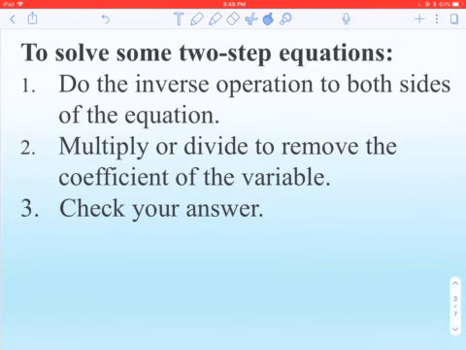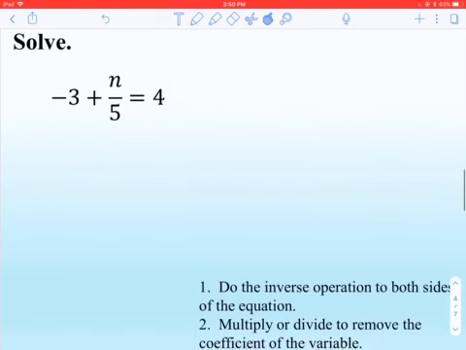So our steps, and remember these are still some of the different two-step equations we're going to have. We're going to do the inverse operation first. So that means we're going to do either the adding or subtracting to both sides of the equation. And then we're going to need to make a decision if we need to multiply or divide. So we're going to keep doing inverse operations. We're going to do opposites. If it's a multiplication, we divide. If it's a division, we're going to multiply.